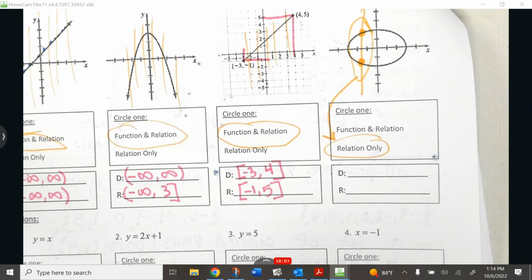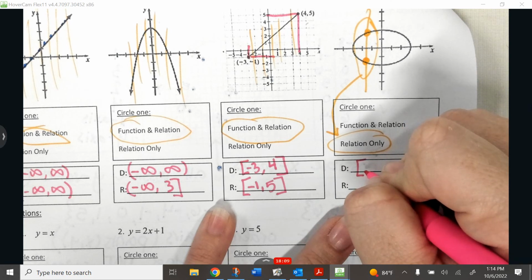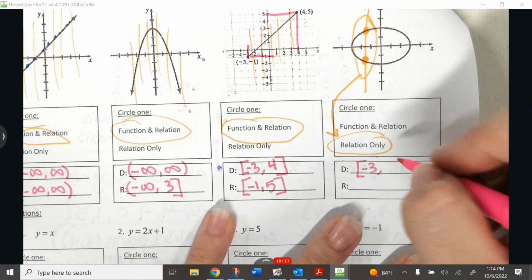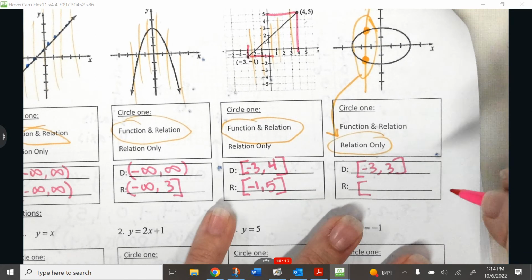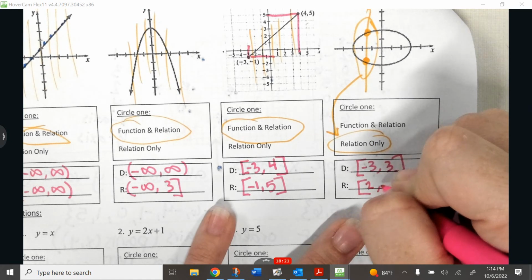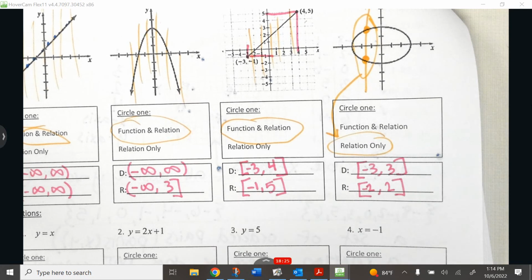Okay, and then the circle or oval. What's the farthest left the oval goes? Negative 3. What's the farthest right it goes? Positive 3. What's the lowest it goes? 2. And the highest it goes? There you go. We like those. They're not bad, right?